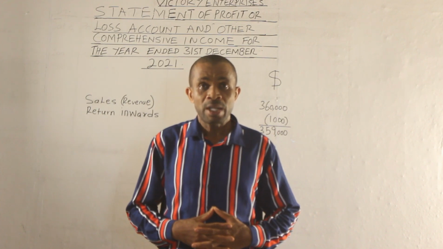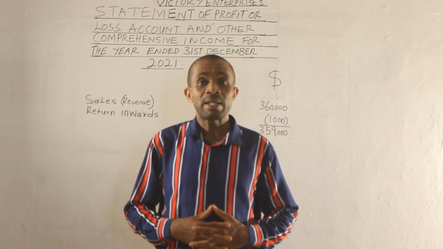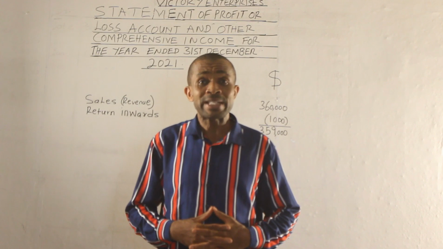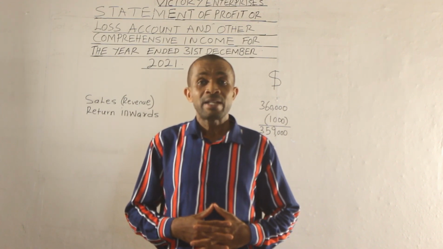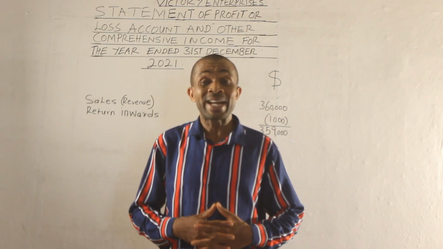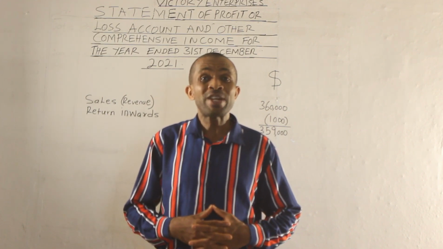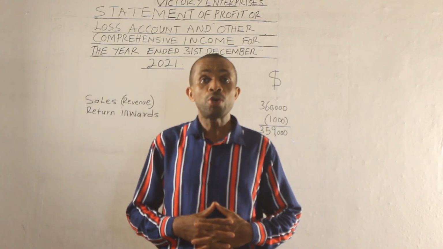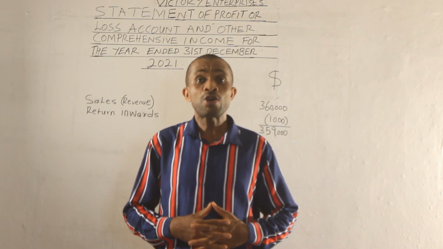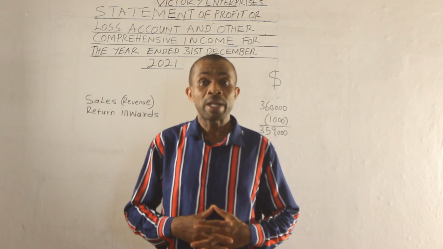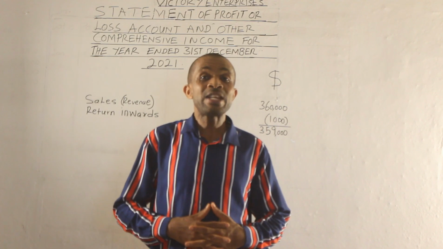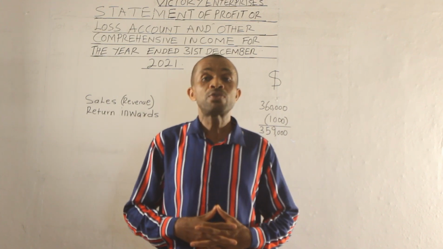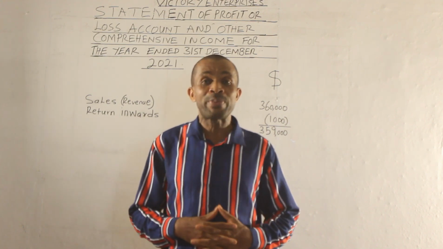Now, let's take for instance that Victory Enterprises sells school bags, and Victory Enterprises has been operating for more than 10 years. Now that we are preparing the account of 2021 ending, it is possible that before they entered January 1st, 2021, they have some unsold stocks of school bags. Now, these unsold stocks of school bags will not be thrown away. It will be brought forward from the ending of the previous year, 2020, December 31st, to 1st January of 2021. That is the current year that we are preparing the account.